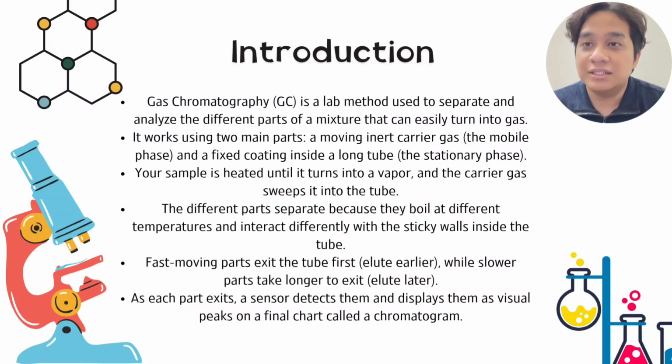Your sample is heated until it turns into a vapor and the carrier gas sweeps it into the tube. The different parts separate because they boil at different temperatures and interact differently with the sticky walls inside the tube. Fast moving parts exit the tube first, while slower parts take longer to exit later. As each part exits, a sensor detects them and displays them as visual peaks on a final chart called a chromatogram.